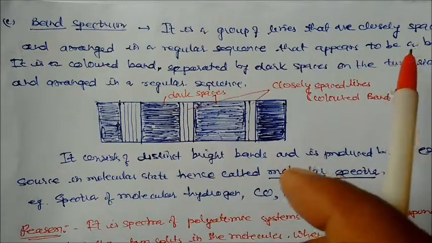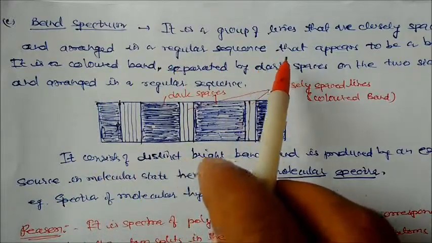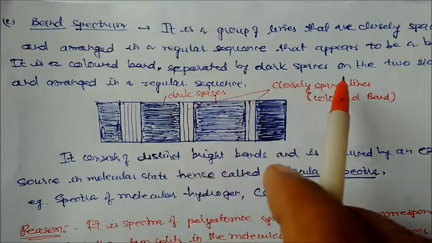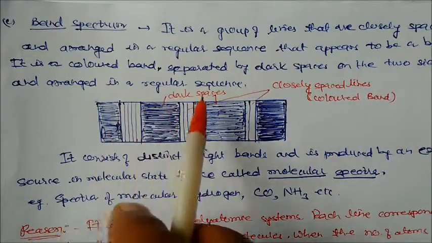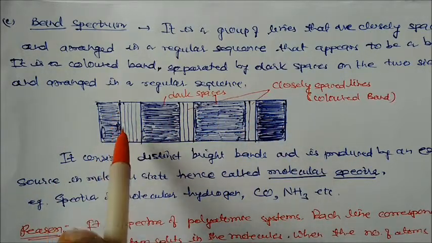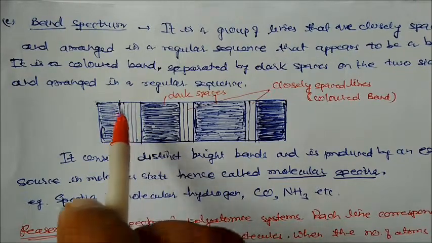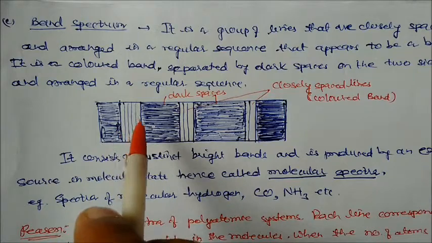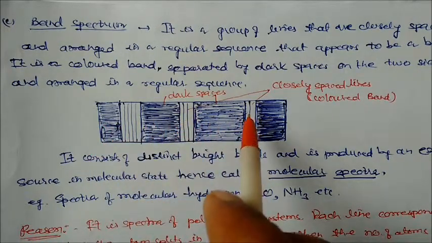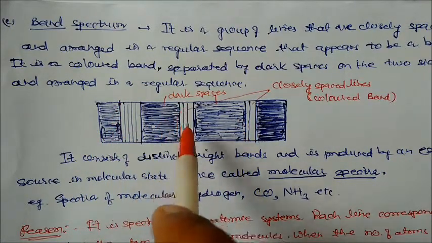Band spectrum is a group of lines that are closely spaced and arranged in a regular sequence that appears to be a band. These bands are colored and are separated by dark spaces on the two sides. You can see these are the dark lines and these are the colored lines. In this colored band there is decreasing intensity, but it will be a broad band. This one has a little lesser intensity, this one even lesser. So these types of lines are formed, and again some lines, some dark spaces.